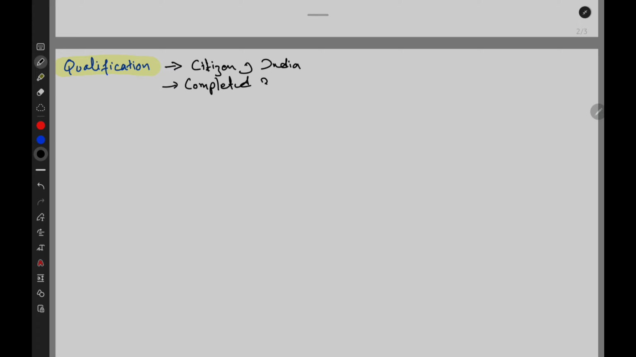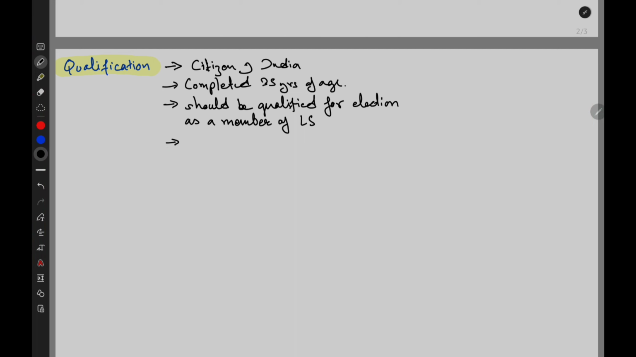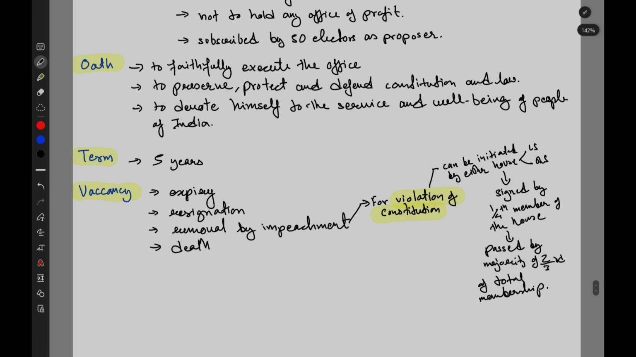Second, he must have completed 35 years of age, and he should be qualified for the election as a member of the Lok Sabha, the lower house. And last, he should not hold any office of profit. That is, these are the 4 qualifications which are prerequisites for a person to be elected as the president. So now moving ahead, let's talk about the oath.